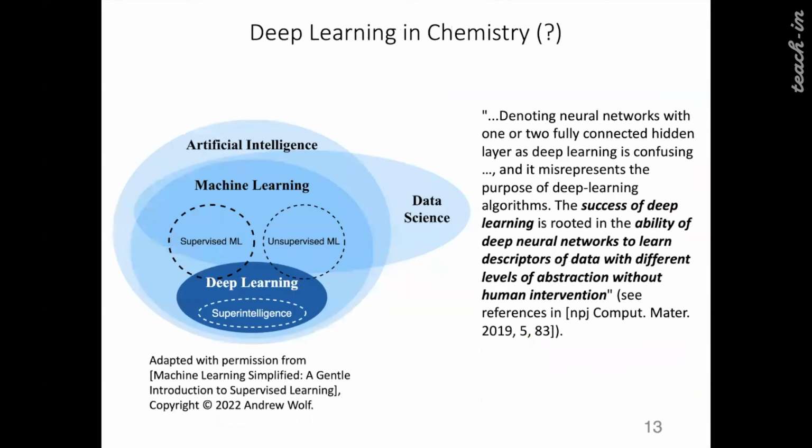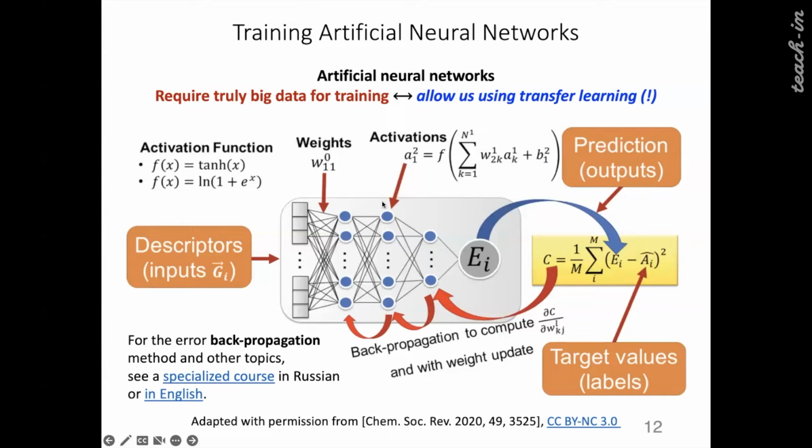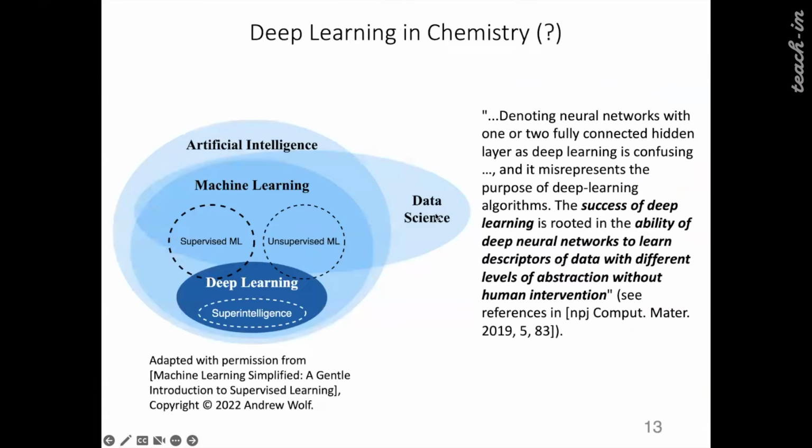And so indeed, in this field, the so-called deep neural networks are used with large numbers of the so-called hidden layers of neurons, and in deep learning there is a special approach to the training.